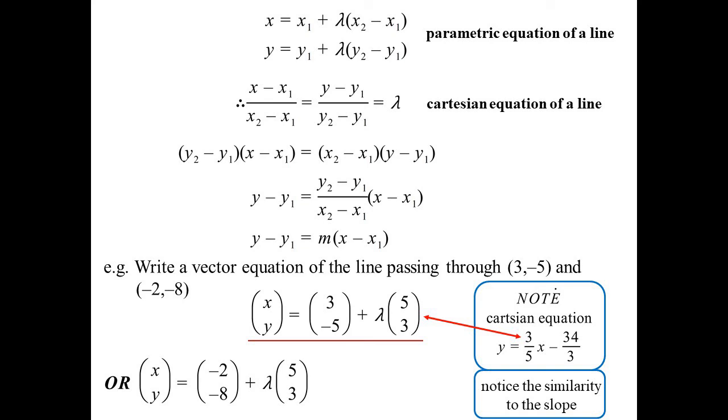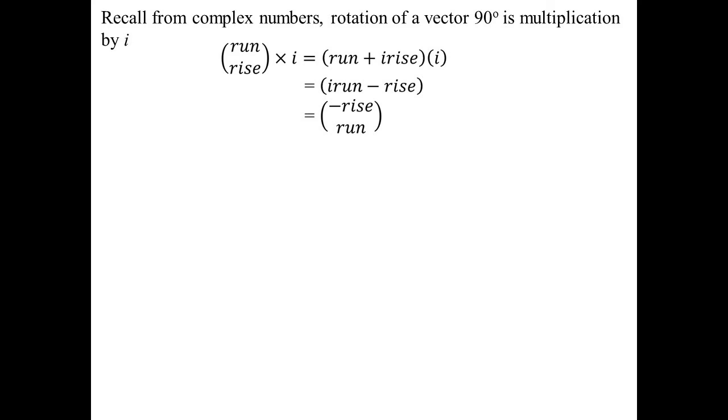All right. Just as an aside here, what we saw in complex numbers, you'll recall, rotation of a vector 90 degrees turns out to be a multiplication by i. So, given what we just saw about slope, my vector would be run over rise, because the actual slope would be rise over run, of course. So run over rise times i, I'm multiplying that vector times i. Then I get i run minus rise. Okay? Now, if I write that back into vector form, minus rise over run.